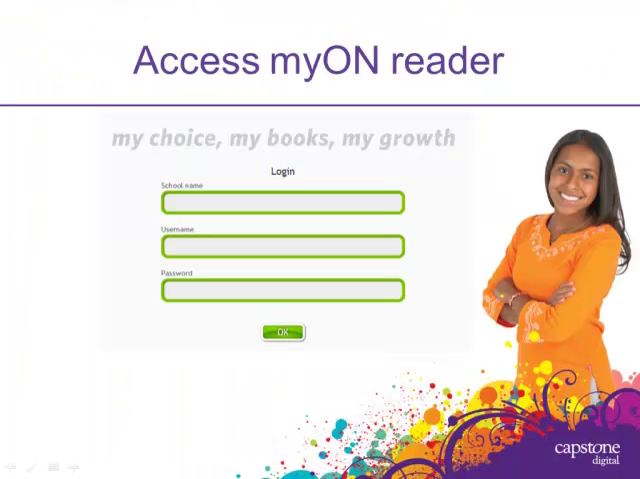To access myON, everybody will need three key pieces of information. The first is the name of your school, as it has been entered into myON. The second one will be a username, and the third, a password. These are usually case sensitive and follow a naming convention that your school or district is already using. Please check with your implementation lead or site coordinator to find out what your usernames and passwords are.